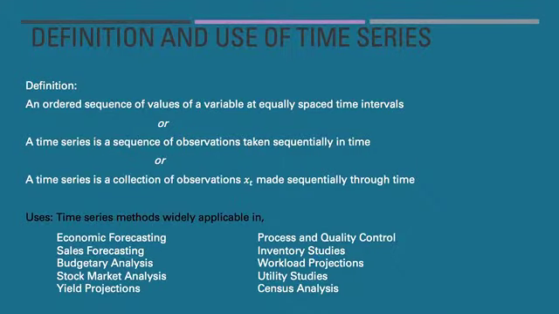So let's go for the definition. There are different ways to define a time series. A few of them are given here. Let's go for the first one: an ordered sequence of values of a variable at equally spaced time intervals. Or you can define a time series as a sequence of observations taken sequentially in time. This is from Matthew 1. A time series is a collection of observations denoted by xt made sequentially through time.